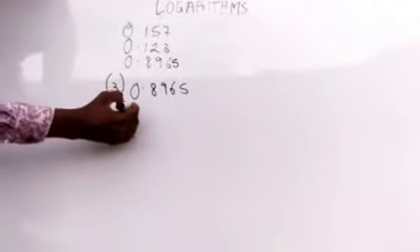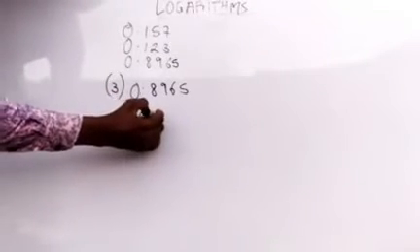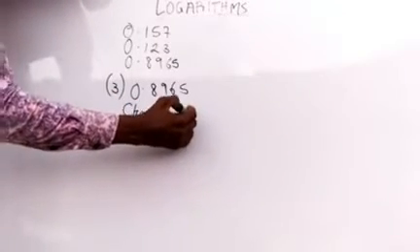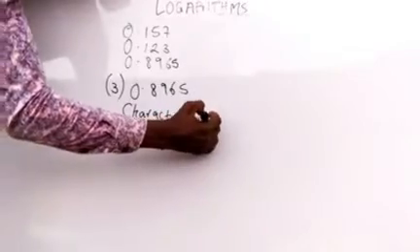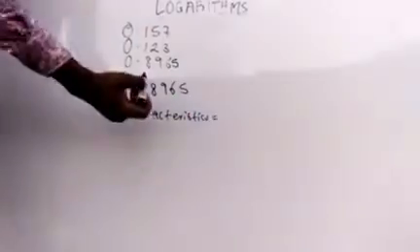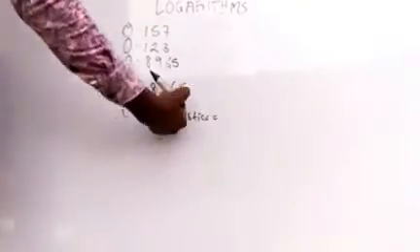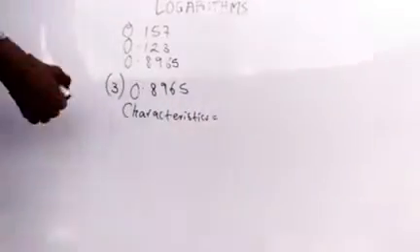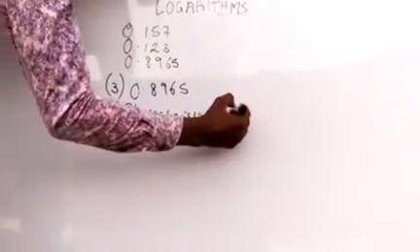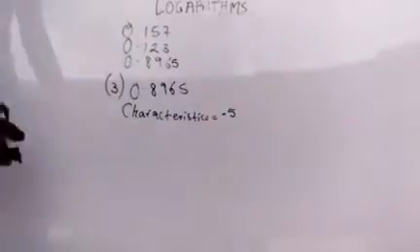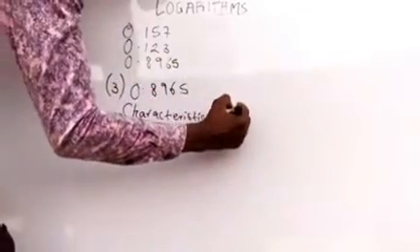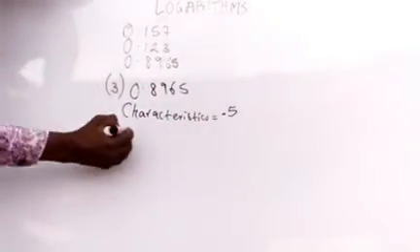You first look at the characteristic. So, what's our characteristic? You have how many numbers after the decimal point? You have 4, right? Plus 1, making 5. It means you have -5. I hope you get it. -5, that's our characteristic. Okay? Now your mantissa.